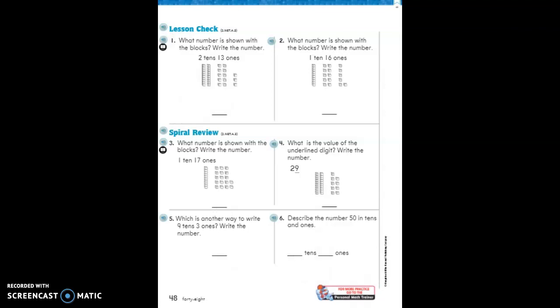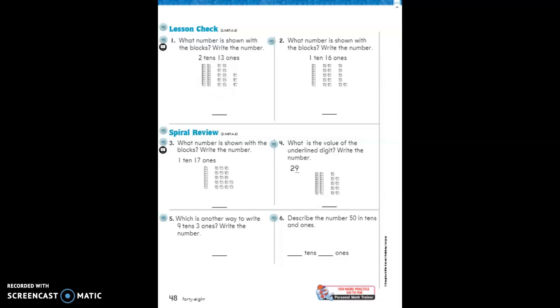And on the back, what number is shown with these blocks? Write the number. So it has 2 10s and 13 ones. So that's not 23. So you could count them 10, 20, 21, 22, 23, 24. You could count up. Or maybe you could use some mental math and know that a group of 10 is another 10. Go ahead and count and find your answer.